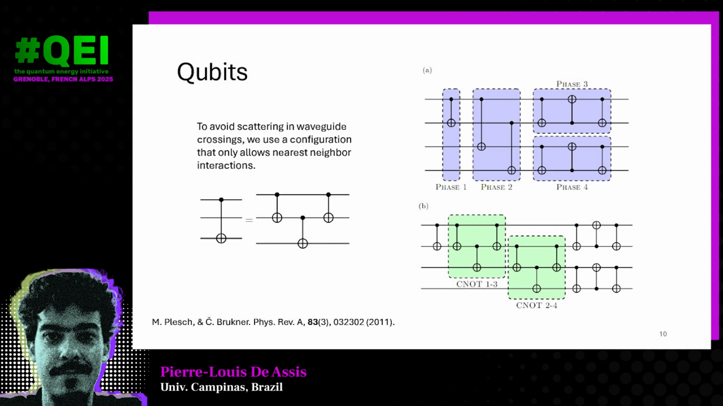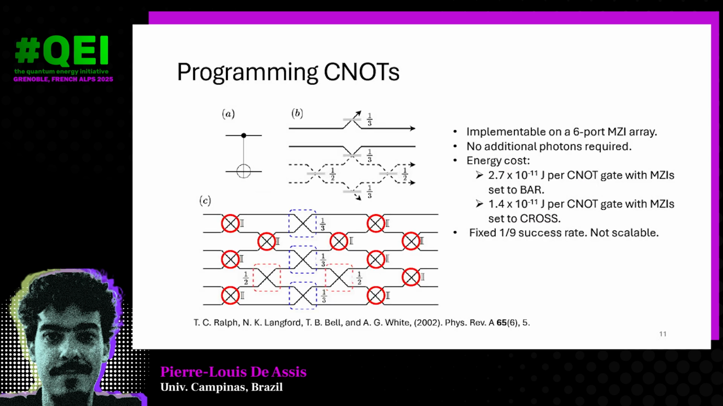So we adapted it to use only nearest neighbor CNOT gates, because we don't want to have waveguide crossings in our photonic chip, because that introduces scattering, and if your photons get scattered, you essentially lose your qubit. Then, for the CNOTs, we tried 2 implementations. This one is by Ralph from 2002. It's a rather common implementation for small applications in photonic quantum computing, but the problem is that it has a fixed efficiency of 1/9, and so it's not scalable.